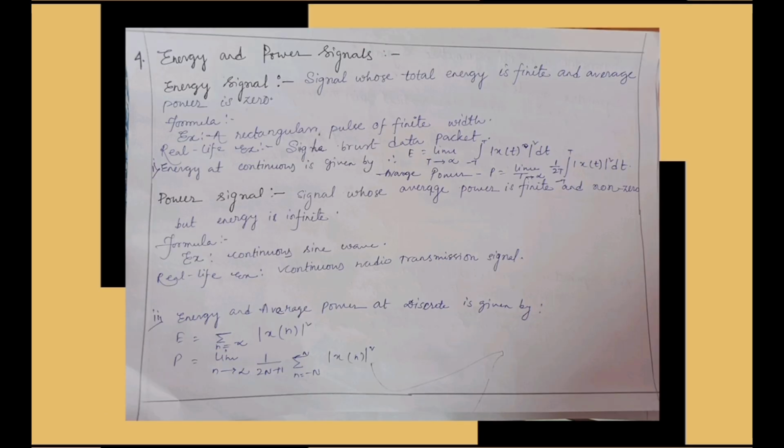Energy and power signals. An energy signal has finite energy but zero average power. A power signal has finite average power but infinite energy. For example, a pulse of finite duration is an energy signal, whereas a continuous sine wave is a power signal.